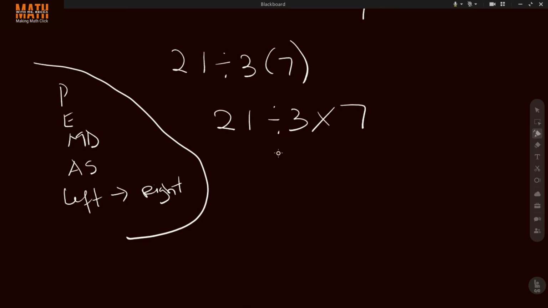So now that we have division and multiplication appearing together, we don't multiply first because M appears before D in the PEMDAS rule. Instead, you solve from left to right. That means we have to divide before we multiply. So now we have 21 divided by 3, and this gives 7. And this becomes 7 times 7, and that will be 49.